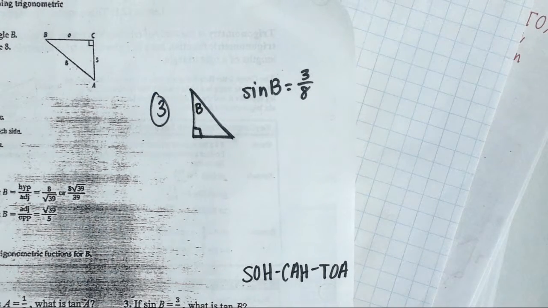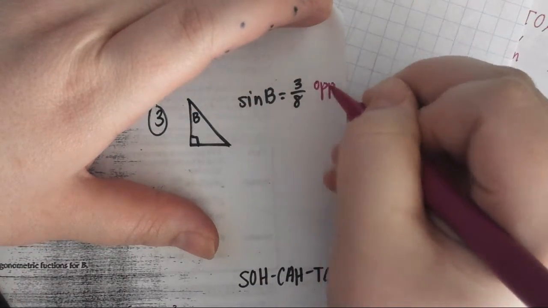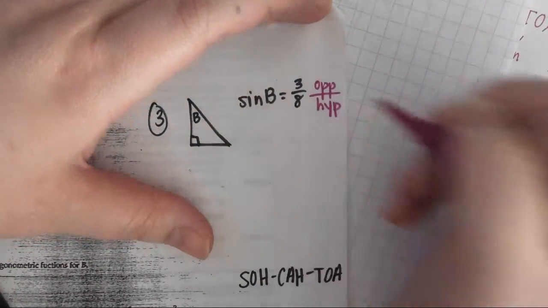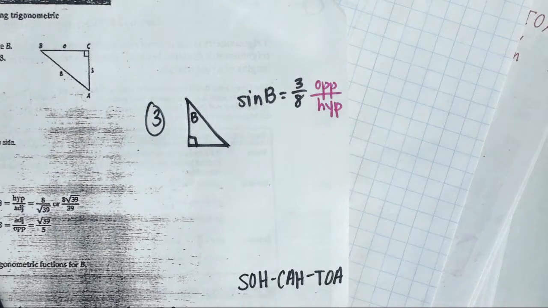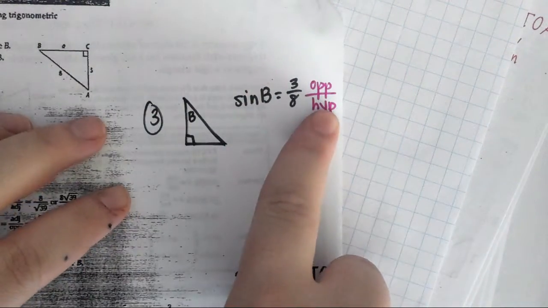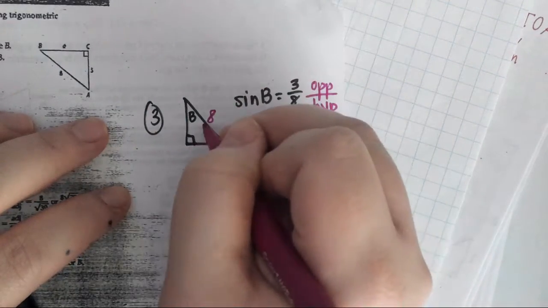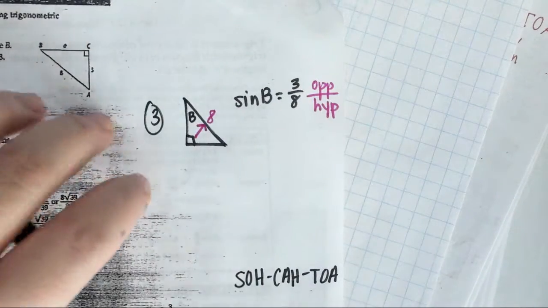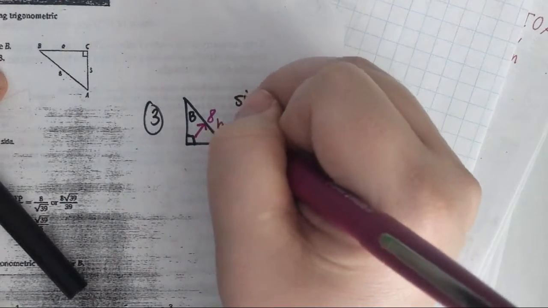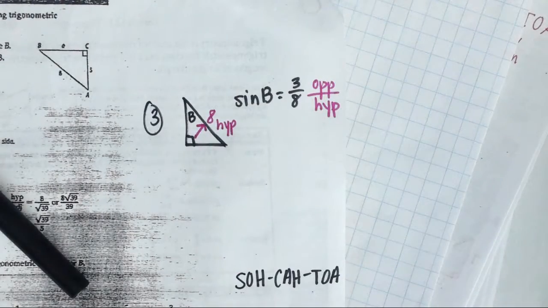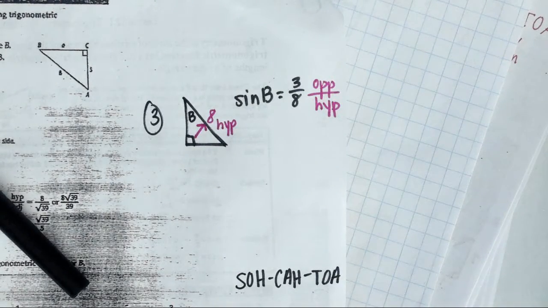Okay, again, sine is what over what? Opposite over hypotenuse. So I understand that means the 8 is the hypotenuse. So I'm going to put the 8 on the side across from that right angle because the hypotenuse is always the longest side, and you can always find him because he's across from the right angle.